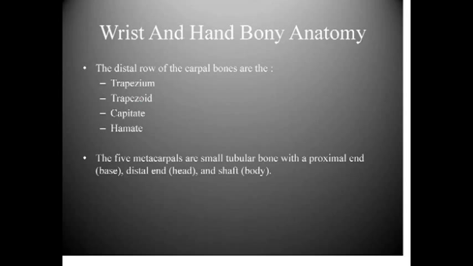The 5 metacarpals are small tubular bones with proximal ends called bases, distal ends called heads, and a space in between called shafts, or the body.